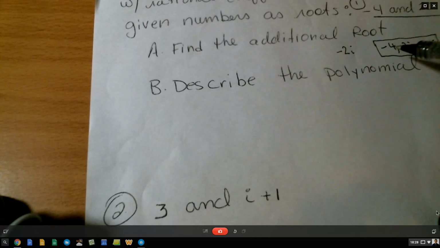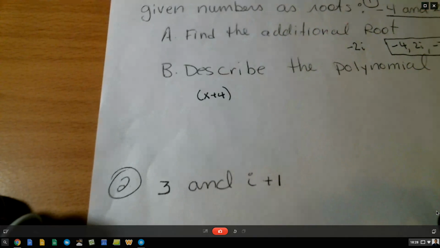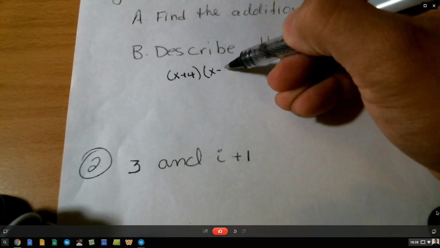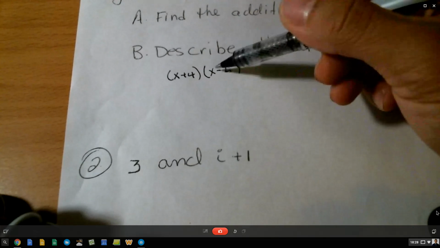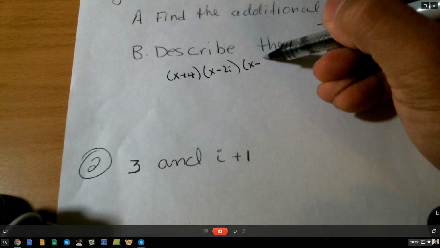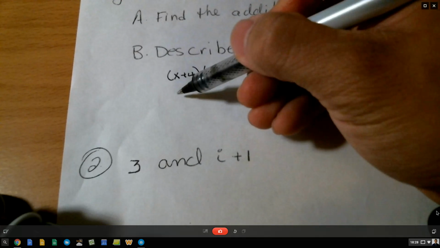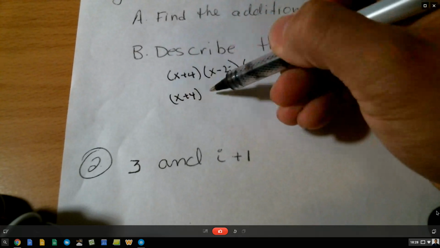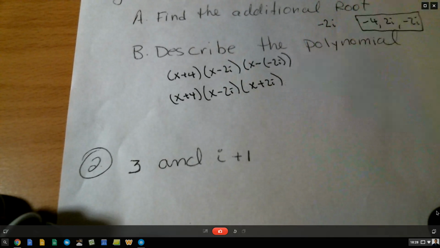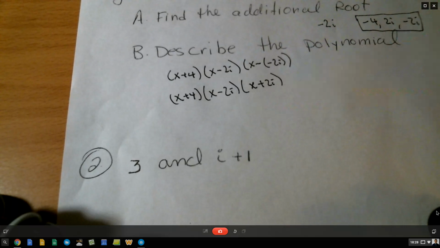Well, if we have -4, then we can write one of the factors as being x plus 4. If we have 2i, we can write one of the factors as x minus 2i. Remember, it's always x minus, x minus. And if we have -2i, we can write it as x minus a -2i. And this can be simplified as x plus 4, there's nothing we can do with that, x minus 2i, and x plus 2i. Now we simply have to FOIL all of them together and get our polynomial.